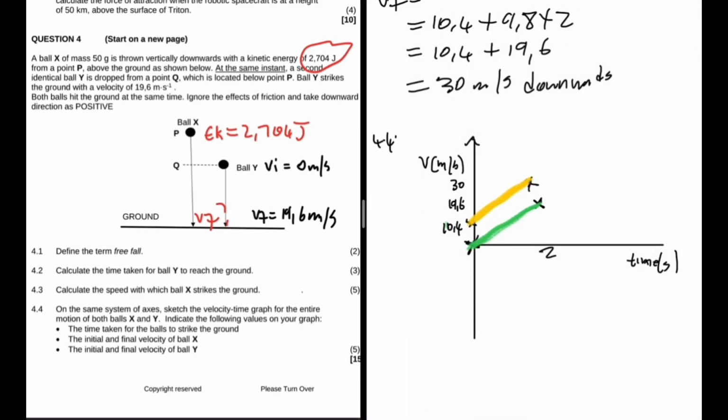The two lines have to be parallel, right? And then they have to all be at 2, right? With regards to the time. So that's the VT graph you would get. You will label that this is your X and this is your Y.